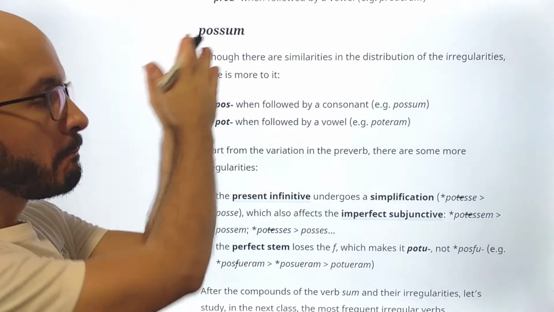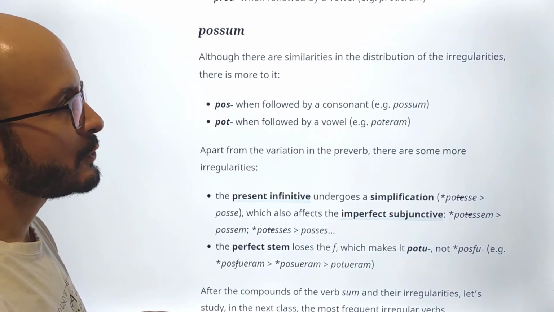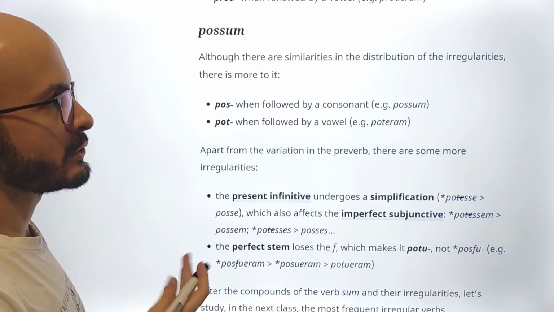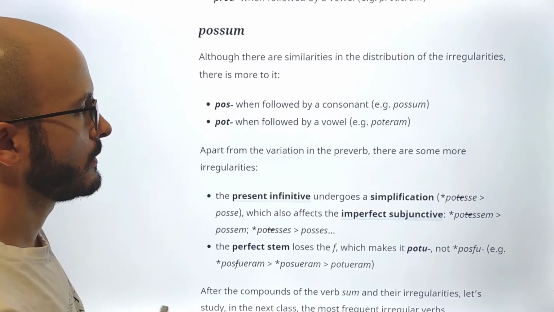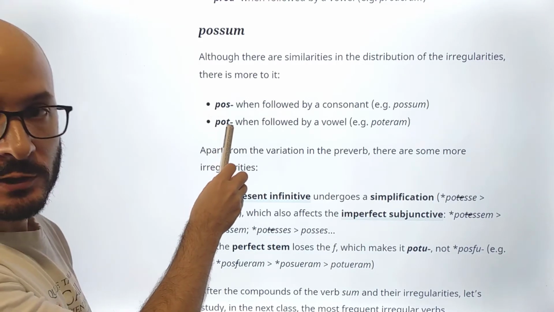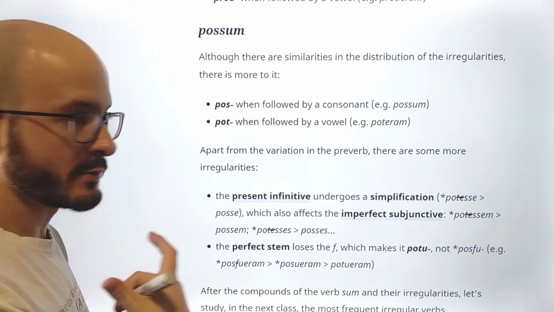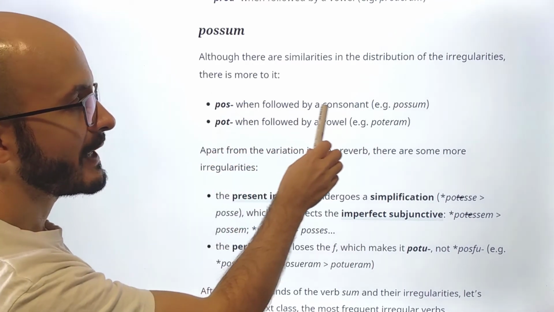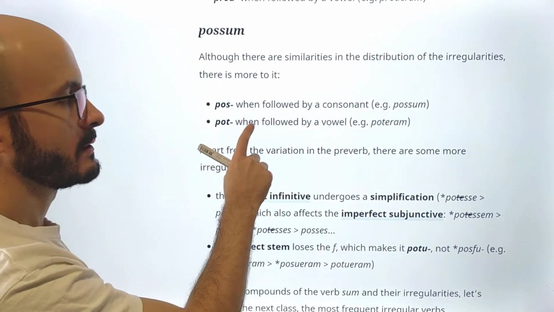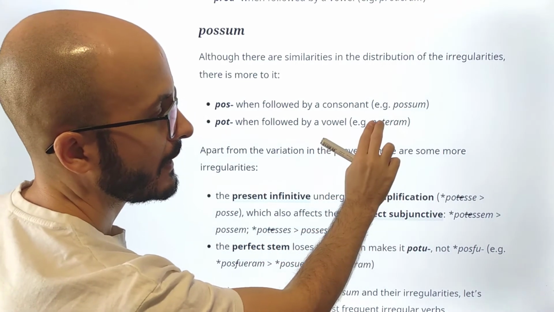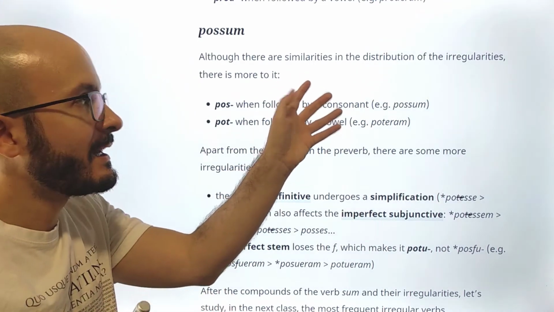Then we have the verb possum, and we see that there is some more theory. Although there are similarities in the distribution of the irregularities, there is more to it. It is not as simple as this. There is more. We have pos and pot. Now, how do we distribute these two variations? Pos when followed by a consonant, so sum, so we have possum. And pot when followed by a vowel, so we have eram, so poteram with T. Okay, so that's pretty much like before.